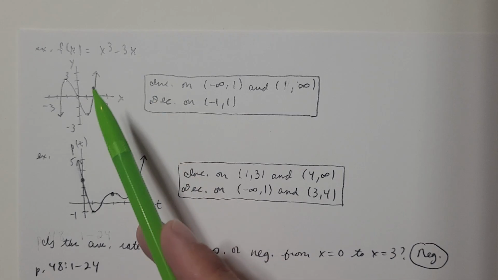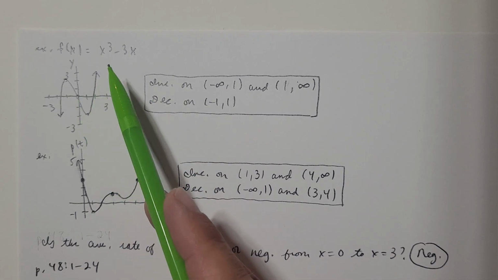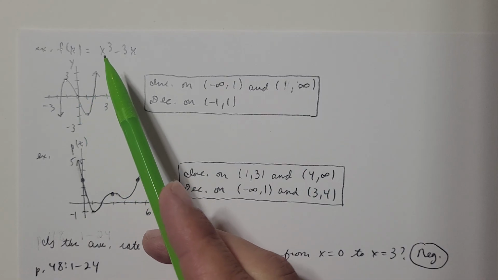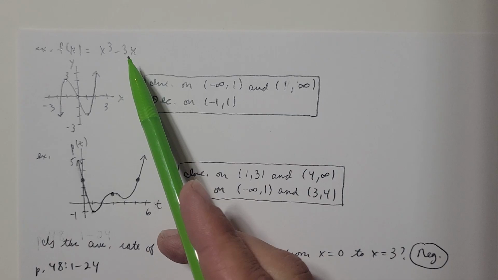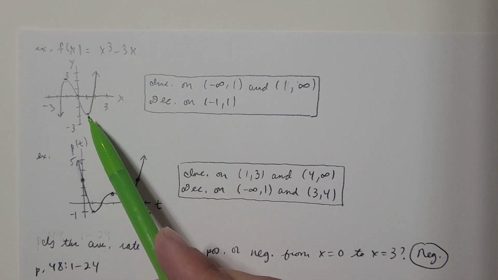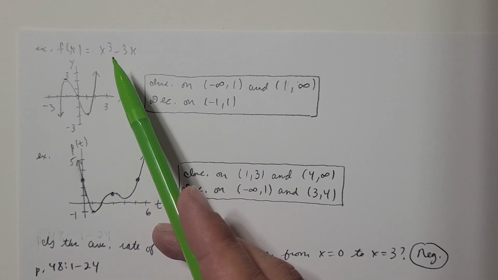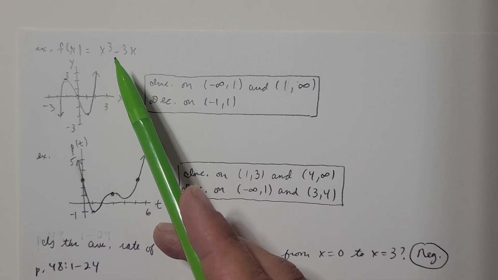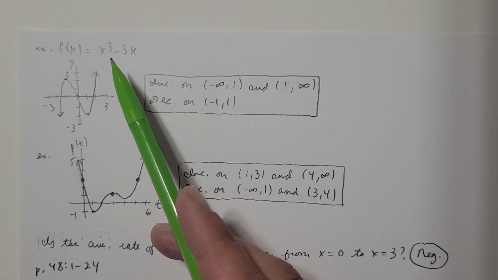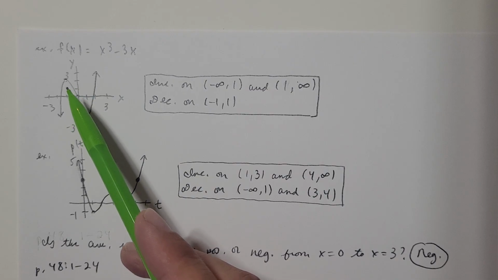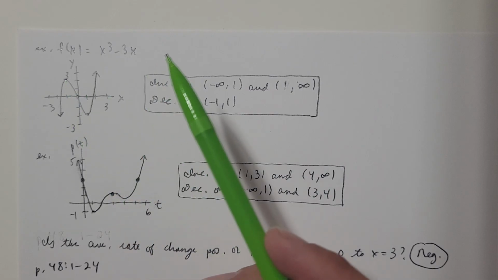So, like if x is 0, y would be 0. So 0, 0 is on the graph. If x is 1, 1 cubed is 1. Minus 3 is negative 2. So there's 1, negative 2 on the graph. If x is negative 1, negative 1 cubed is negative 1. Negative 1 times negative 1 times negative 1, that's negative 1. Plus 3 is 2. Okay, so there's negative 1, 2 on the graph.